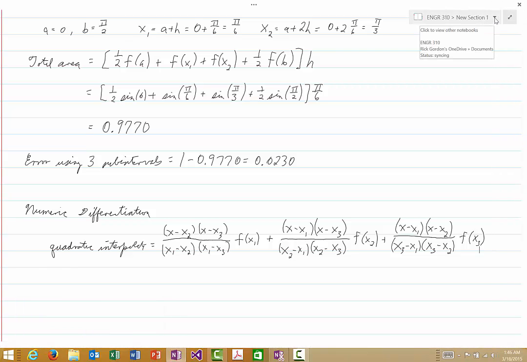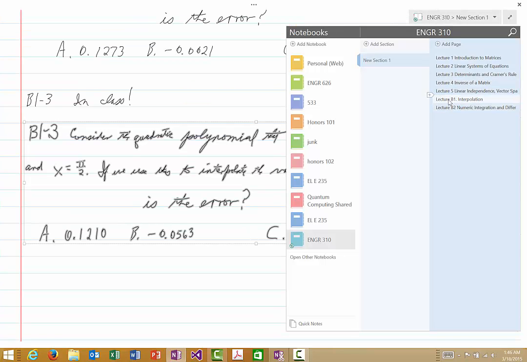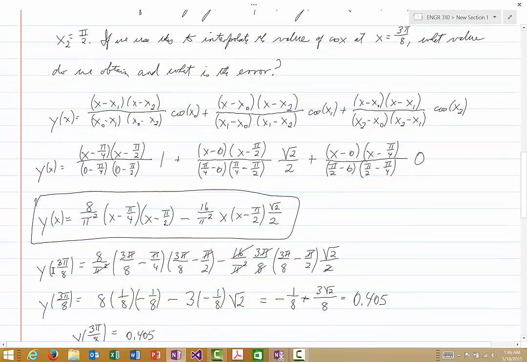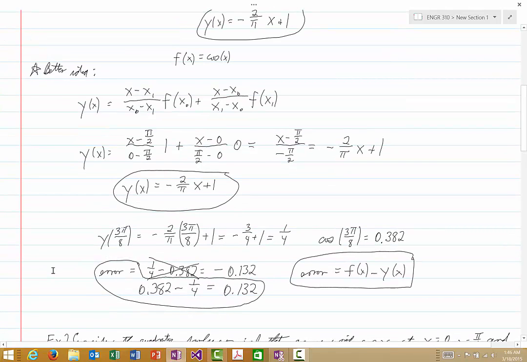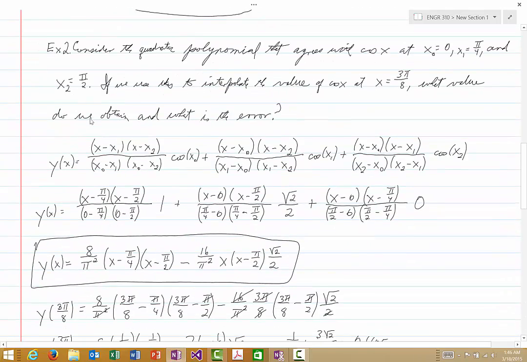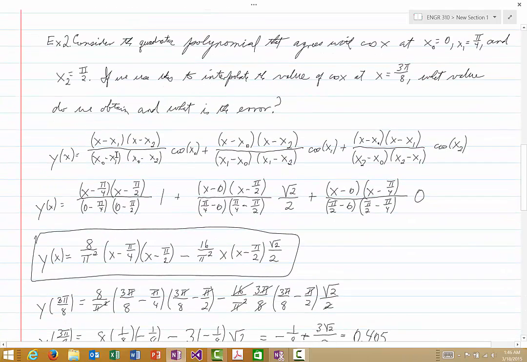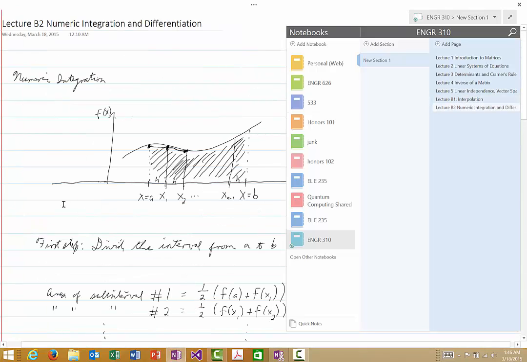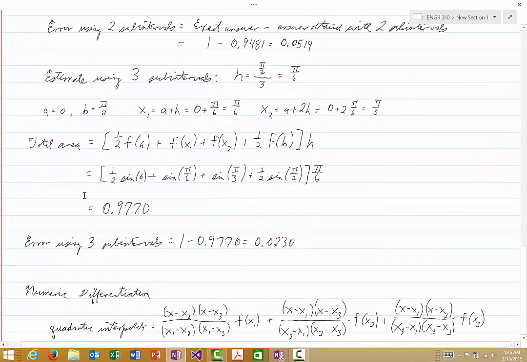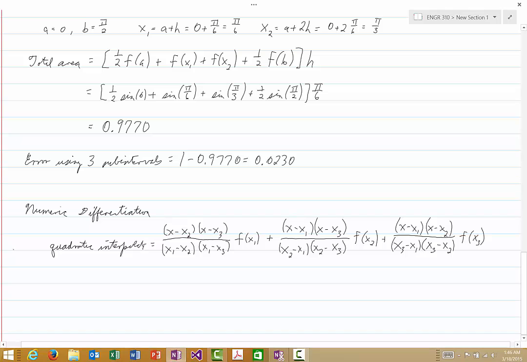And I'll just remind you of where we had that in our previous lecture. We were calling that y of x. And so here you see the quadratic interpolatory function there for cosine. So returning now to the present lecture, since we called this y of x before, let's call it the same thing now. So this is y of x.